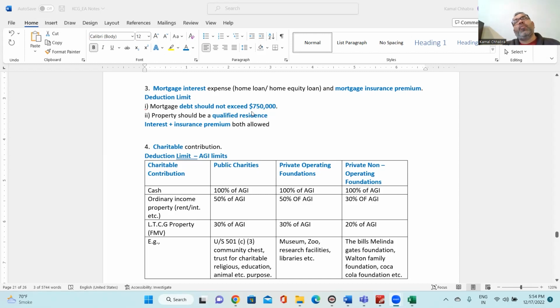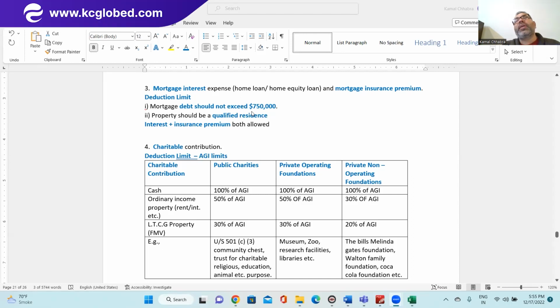If you are taking more than $750,000, that means the tax makers feel you are buying a luxury home. And if you are buying a luxury home, that means you have a good paying capacity. And if you have a good paying capacity, why give deductions to you? Make sense? And there is no limit or cap on the interest or insurance premium. That is a good thing. So the interest you are paying or the insurance premium you are paying, whatever the amount is, is allowed. So far, these two conditions are met.